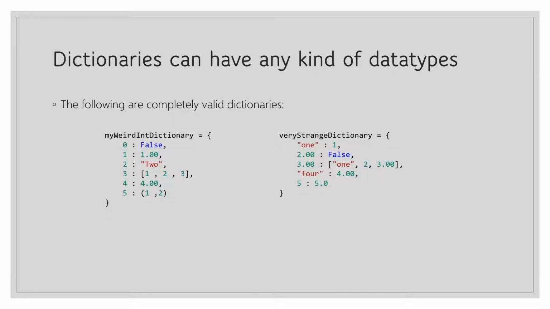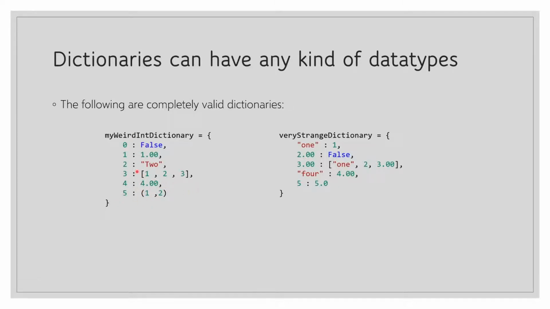Like, these are two completely valid dictionaries. We'll look at them a bit closer in the code in a second, but I just want you to look at them. Let me get my fancy laser pointer. Now, this is a weird int dictionary. You know it's weird because I named it my weird int dictionary. The keys are just numbers, 0, 1, 2, 3, 4, 5, and then the values are all sorts of different data types. The first one's a boolean, the second one's a float, the third one's a string, the fourth one is a list, the fifth one's a float, and the last one's a tuple.